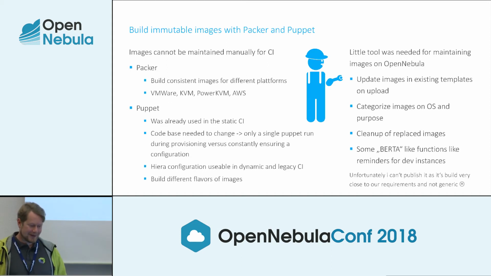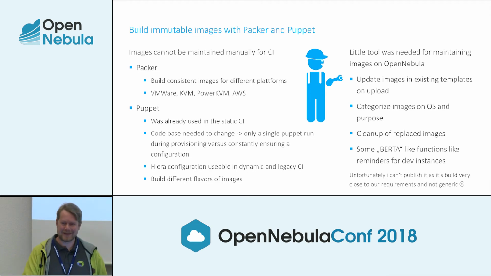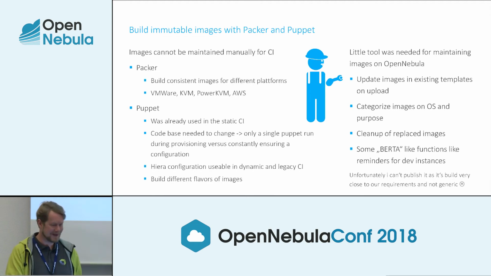We needed a little tool to maintain that on OpenNebula, like you upload a new image. You need to find the templates that are affected by that image. And we can do that quite easily because we have a standard naming scheme in our images. So we can categorize by this, identify the templates, and just replace them. Yeah, and we have some reminders for the developers to throw away their instances. Unfortunately, it's not very generic. It's very specific to our use case. But if somebody has questions, please come to me after the talk. I will try to help out.